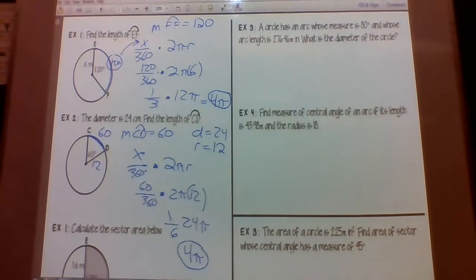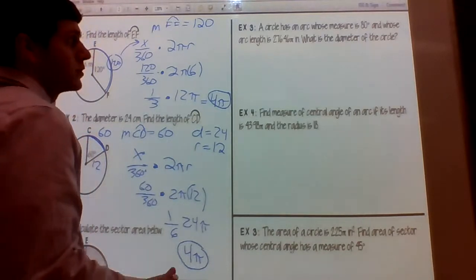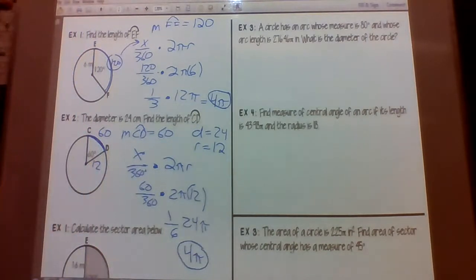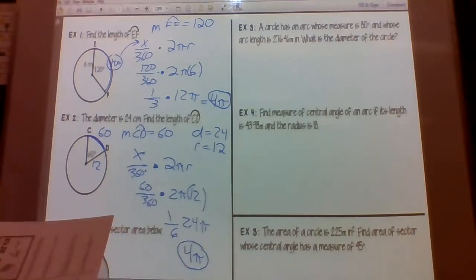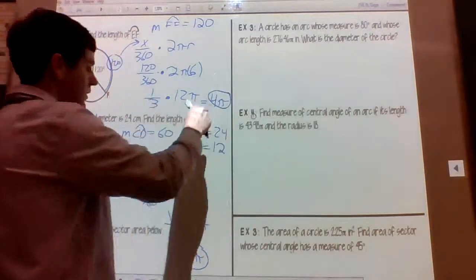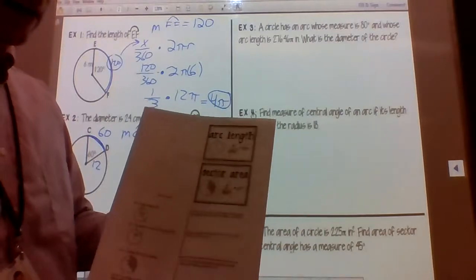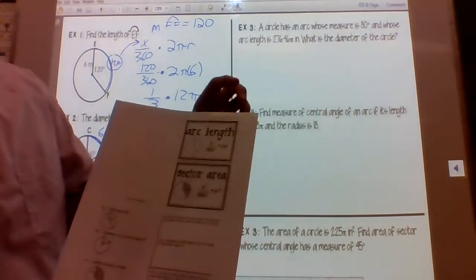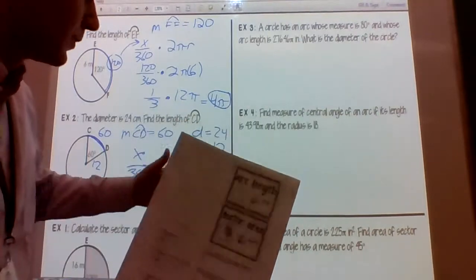Okay, number 3, a circle has an arc whose measure is 80 degrees and whose arc length is 276.46 pi. What is the diameter of the circle? So we know arc length. I didn't write it as an equation because the formula here doesn't have an equation. It just gives you the formula for it. So let's make it into an equation.